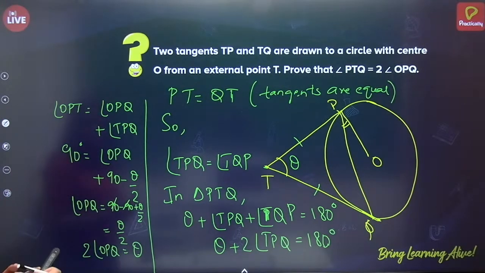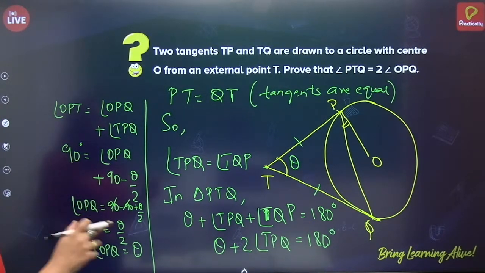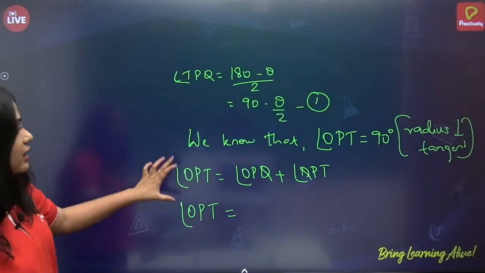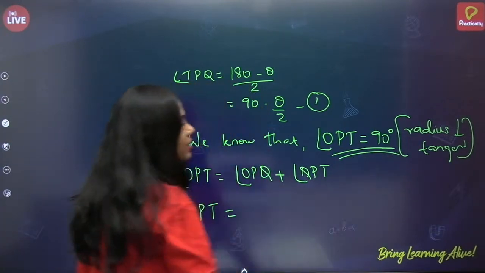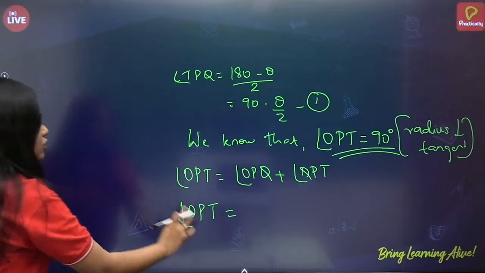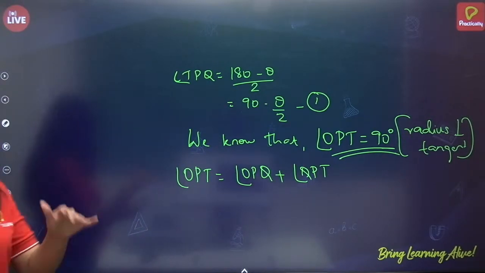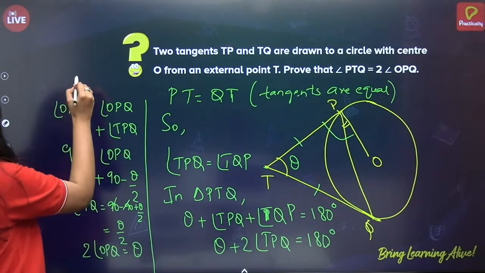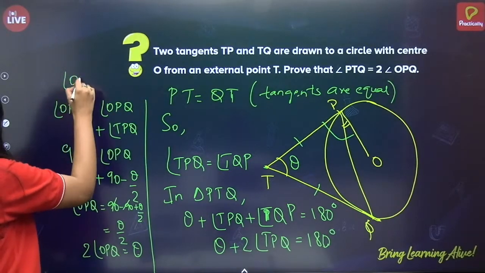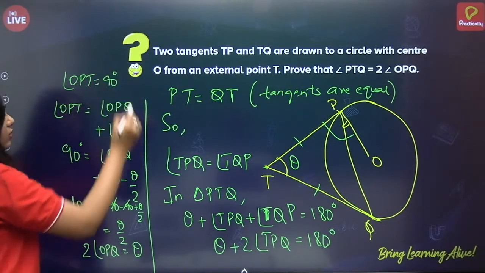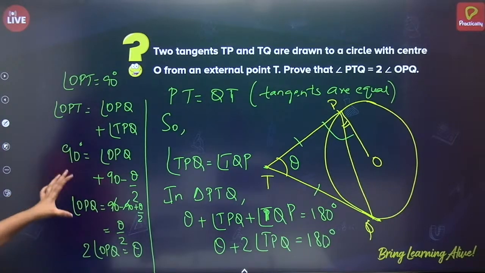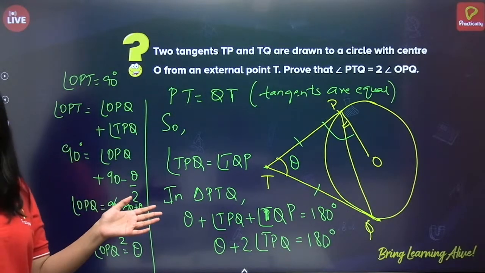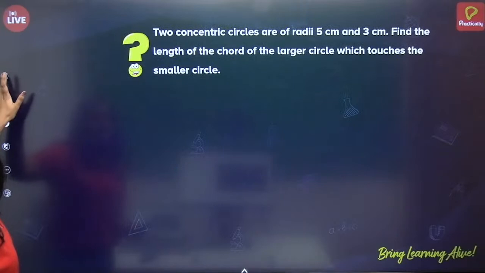90 minus angle QPT. Yes. So, now we know that this is 90, correct? I have just mentioned in the next slide that angle OPT is equal to 90 degrees. Why? Because radius is perpendicular to tangent. So, it's just because of the diagram I have to solve in that only. Now it is clear, correct? The naming you can do anyhow. TPQ or QPT, it's the same. Let me move on to the next.